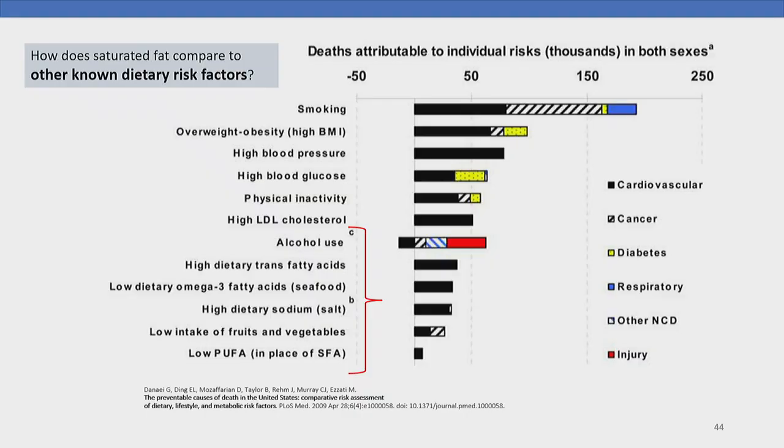No, so here, each bar alone represents the single effect of one risk factor, okay? So this one, low PUFA in place of saturated fat, or a diet high in saturated fat alone, increases the risk by this amount. Low fruit and vegetables, this amount. If you can see here, the top of those risk factors is smoking. So, right, smoking increases the risk of cardiovascular disease very much. So it's a good thing if someone who smokes cuts off the smoking to protect themselves from cardiovascular disease. Any other question? Yes, please.